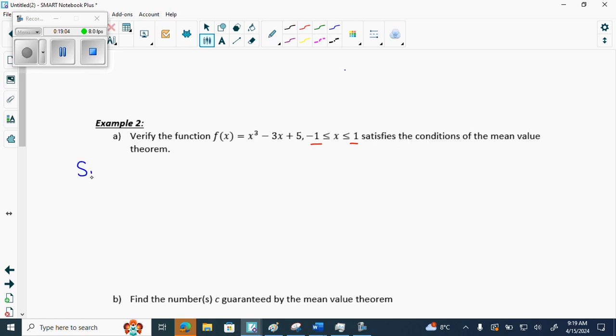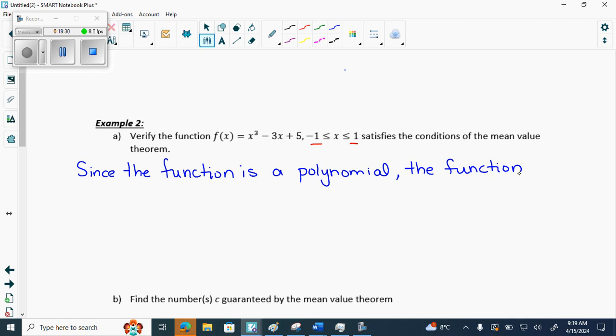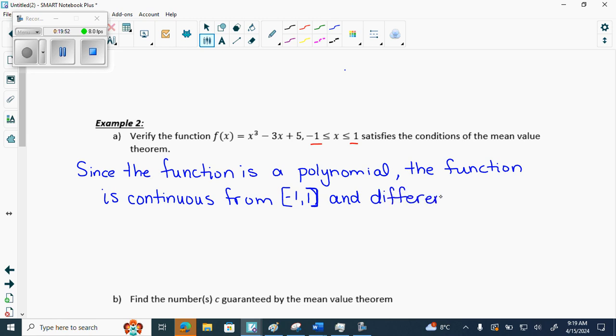So we have to say, since the function is a polynomial, the function is continuous on the closed interval from -1 to 1, and differentiable. Therefore, the mean value theorem is satisfied.